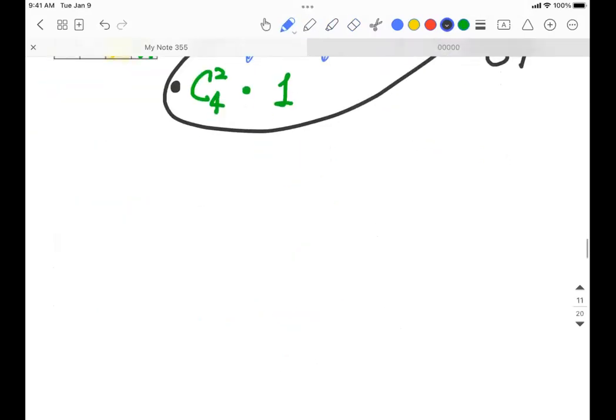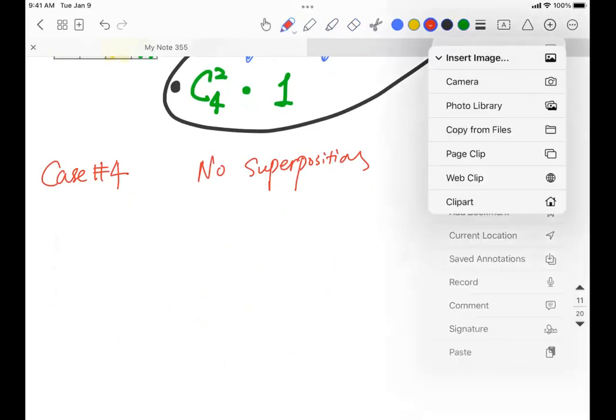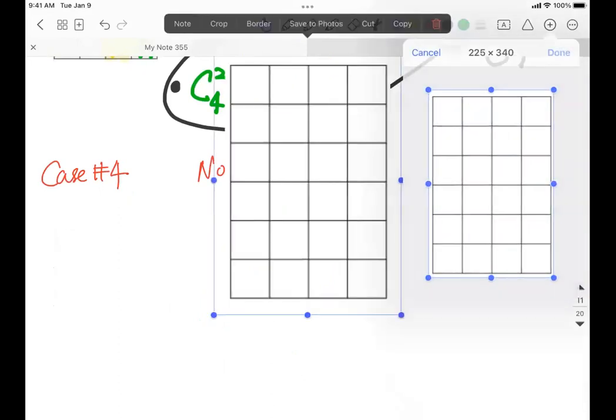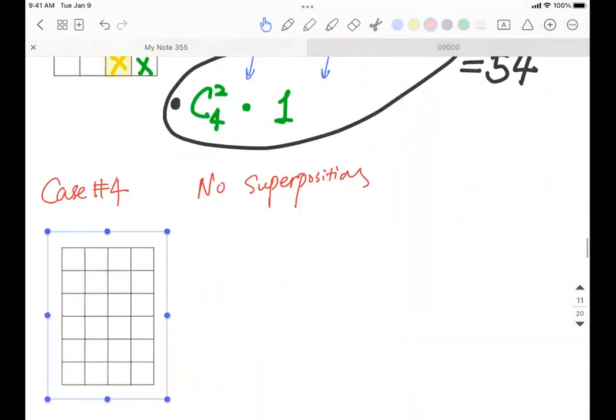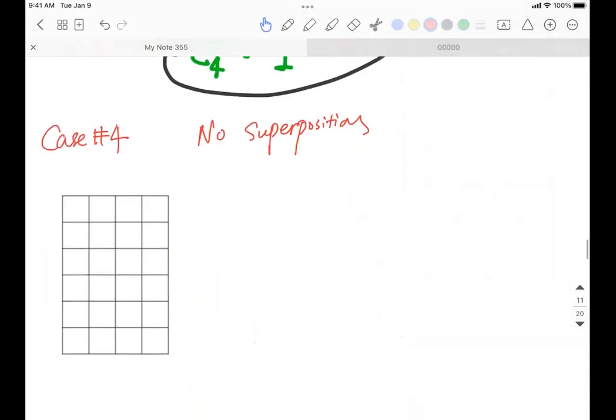Case number 4: no superpositioning. There's a rationale, right? Every single step, there's a reason. No superposition means my first one, 1, 2, 3. My second one, no superpositioning. No superpositioning has no other route, right? No way around. There's only one option. Okay, and your goal is to do the third row, do the fourth row.